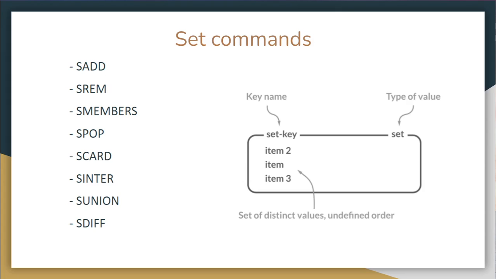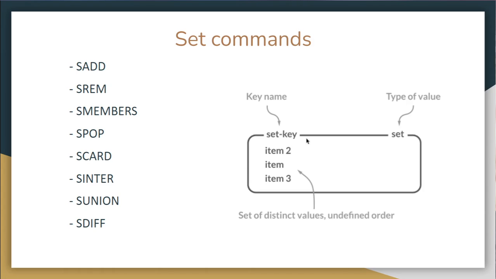SINTER, SUNION, SDIFF: we can create two sets. What's the common element between them? To find that, we use SINTER. SUNION will join these two sets. SDIFF gives what's the difference between these two sets, which is getting varied. If you see the right-hand side, this diagrammatic approach will help you understand how it actually stores.